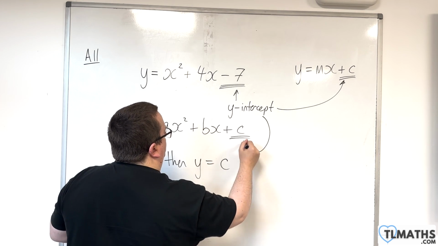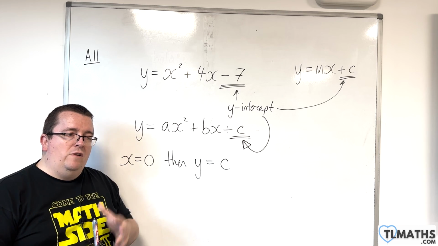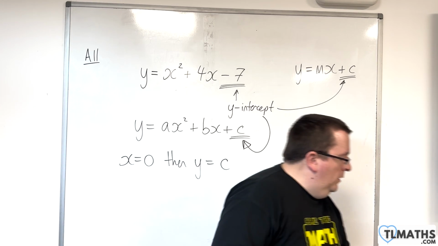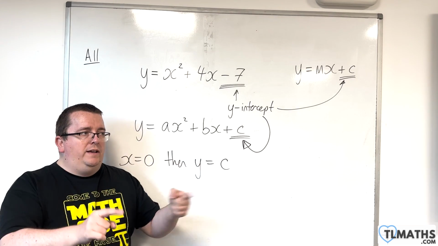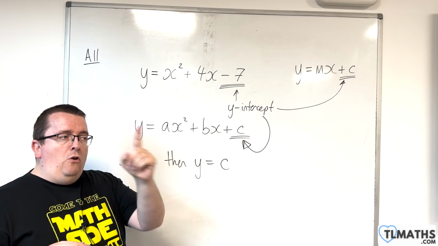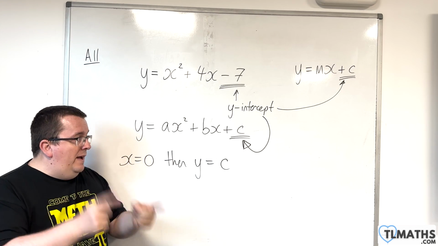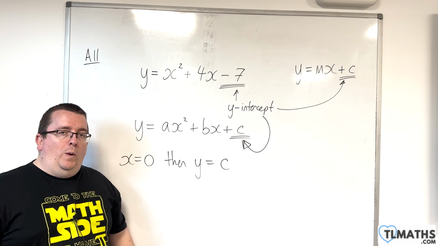So this is your y-intercept for a parabola. So this allows you to go, right, here is the quadratic. I've got this number on the end. When x is 0, y is going to be that. So that means that's where it crosses the y-axis. So we can read that off quickly and easily.